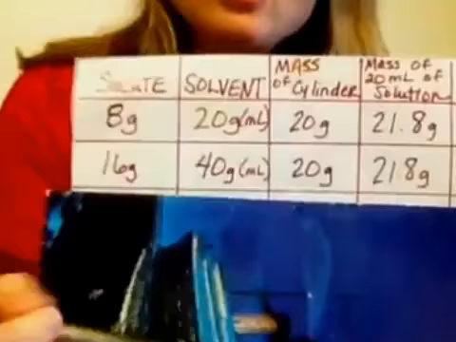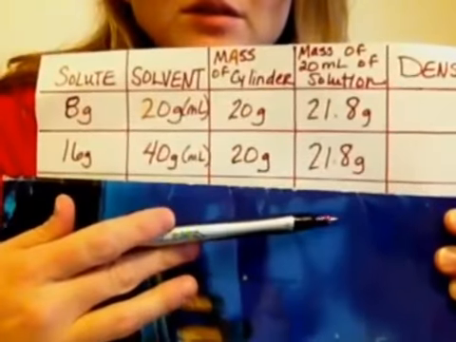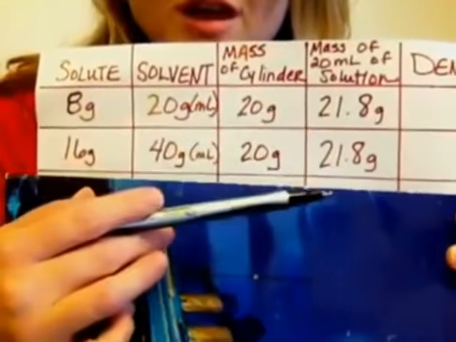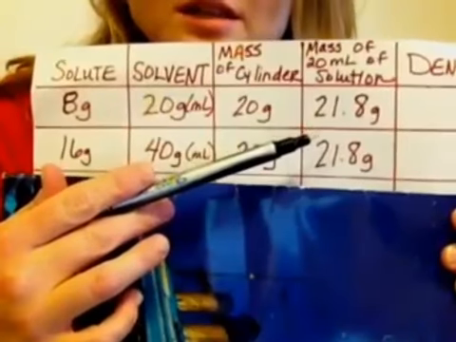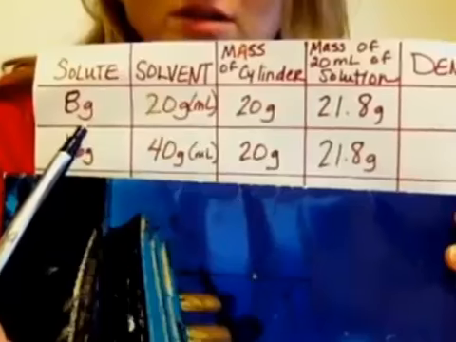So you're taking 21.8 grams of a 20 milliliter sample of this solution, and it ends up being the same. So the density is the same, even though it wasn't the same original recipe.